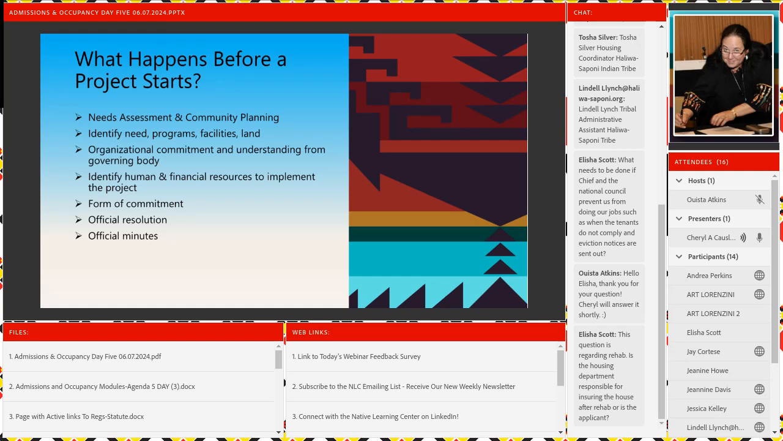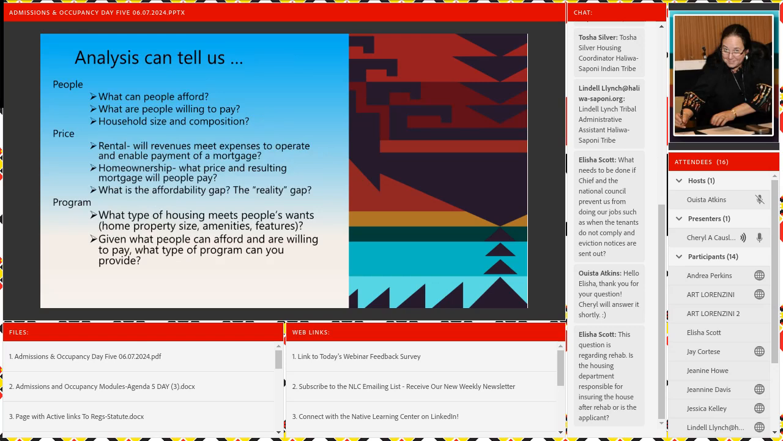Identify human and financial resources to implement your project. Where's the money going to come from? What types of forms of commitment do I have? Official resolutions and official meeting minutes, okay? You just don't get their buy-in while they're sitting around eating lunch. Analysis can tell you about your people, about your community. What can your community members afford? What are they willing to pay?